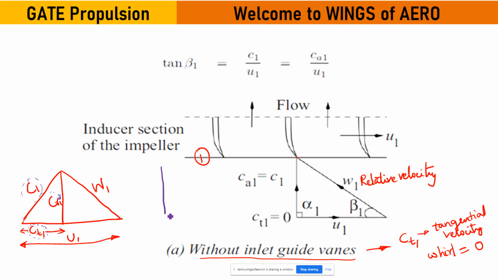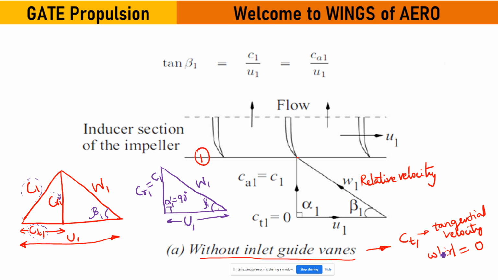If it overlaps over here, then CR1 will equal C1. The absolute velocity will be equal to the radial or axial velocity. Then this will be the U1. This will be our beta, Beta 1. In that case, what will happen to our alpha? Alpha 1 becomes 90 degrees.